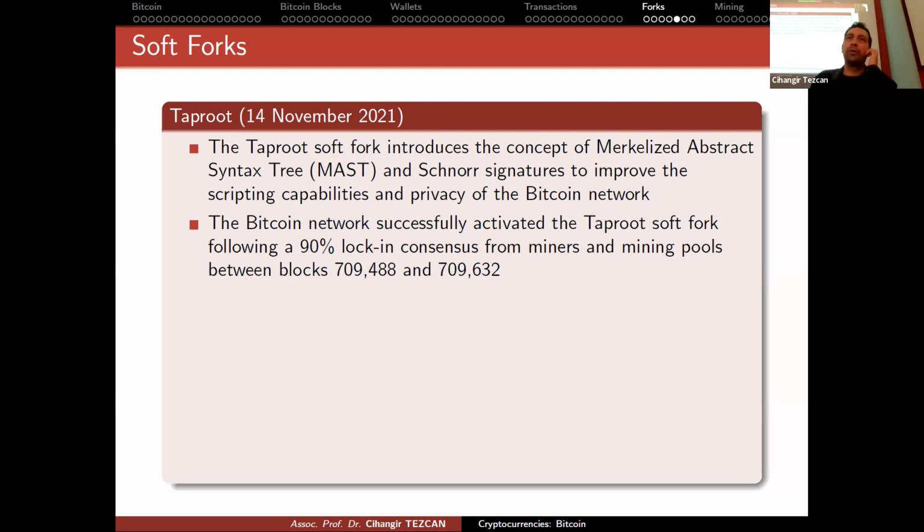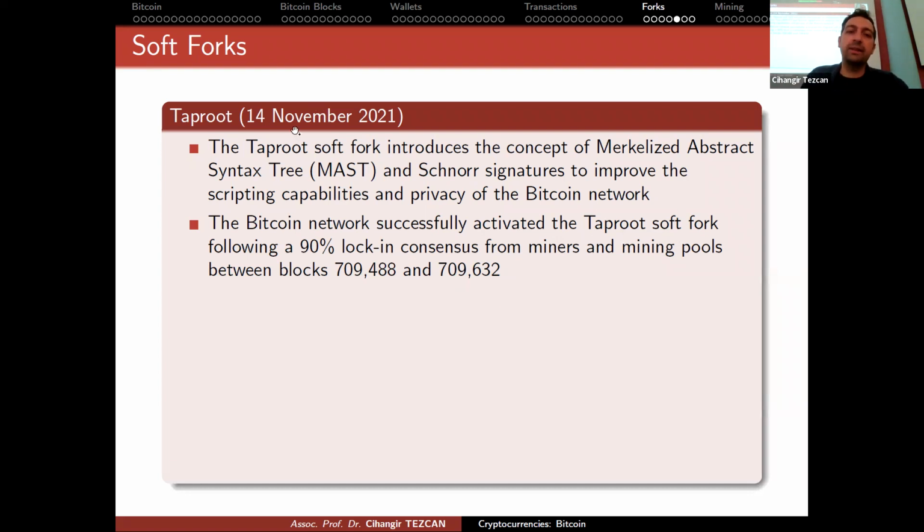But still, we don't know if it will ever happen, or even if it happens, we don't know when it will happen. The Bitcoin network successfully activated the Taproot soft fork following a 90% lock-in consensus from miners and mining pools between blocks, this and this. So I don't have the exact number right now, but I remember this upgrade.